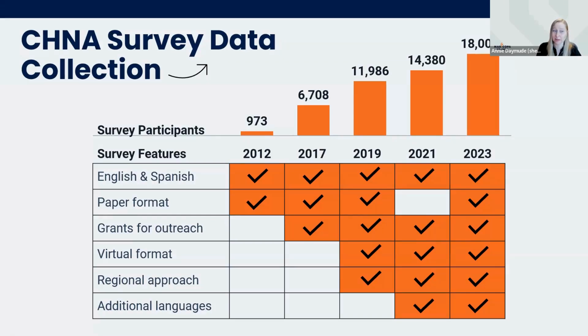2021, as a result of the COVID pandemic, we did a survey that was virtual only and included about 12 different languages for the survey to be provided in. And then the most recent data collection, 2023, we had paper and virtual survey options, 14 different languages, a regional approach where we set specific targets for not only our different geographies, but also our different demographics to make sure that the data we have reflects the diversity of the county. And yeah, received over 18,000 responses.